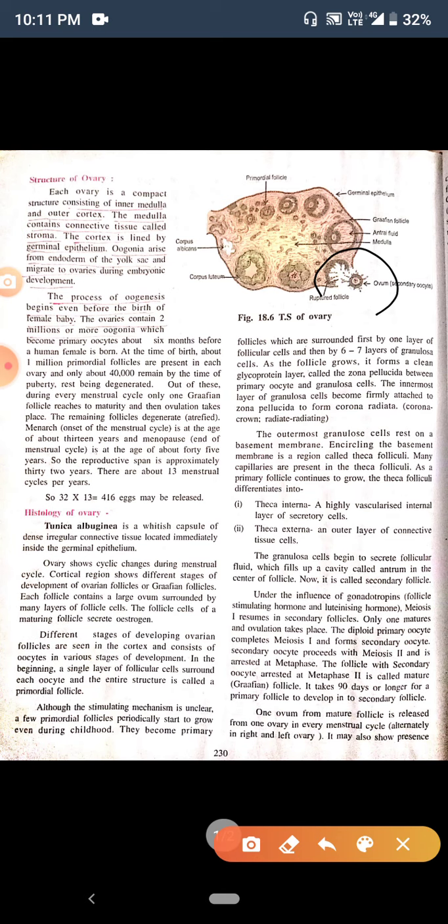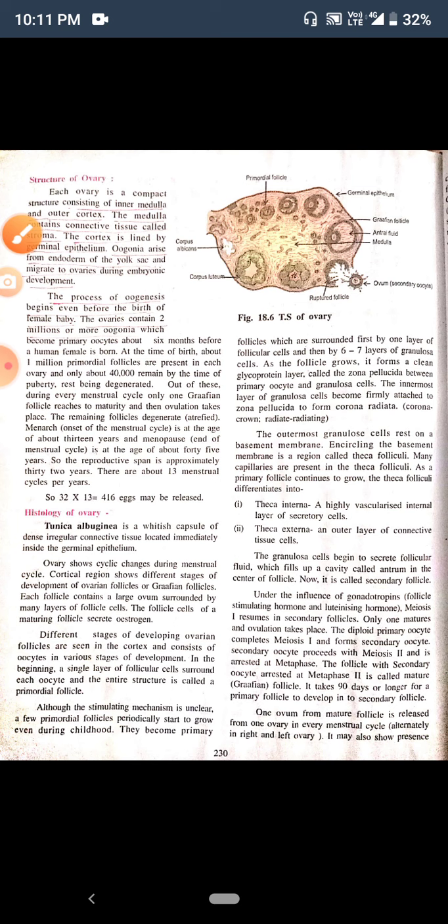If you look here, this is nothing but a mature Graafian follicle. Now the next will be, see, the follicle with secondary oocyte arrested at metaphase 2 is called a mature follicle. It takes 90 days or longer for a primary follicle to develop into a secondary follicle. Very important, primary follicle to secondary follicle takes a span of at least 90 days. Very important.